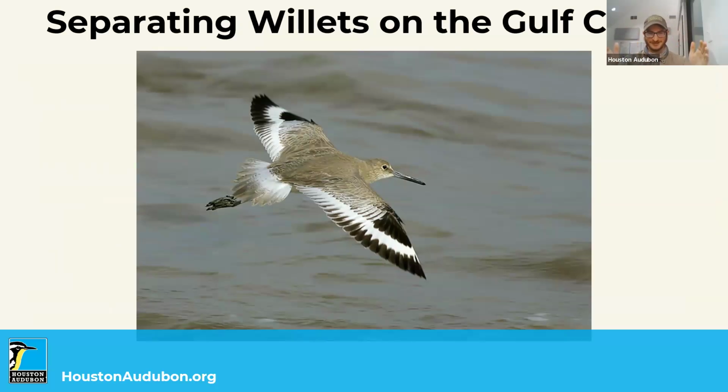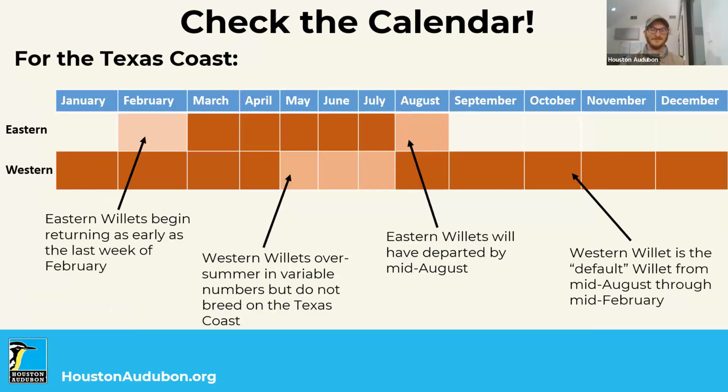You guys want to look at Willets and you want to learn just how hard it is to tell them apart. So with that, I'm going to give away the big secret up front. Look at the calendar. A very big component of figuring out what kind of willet you're looking at is what time of year it is.